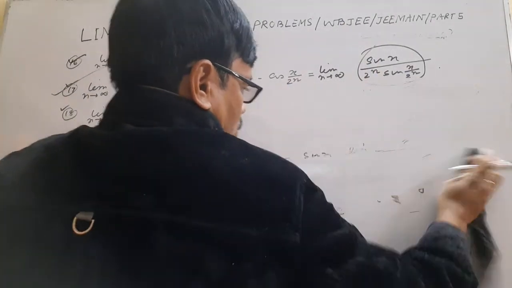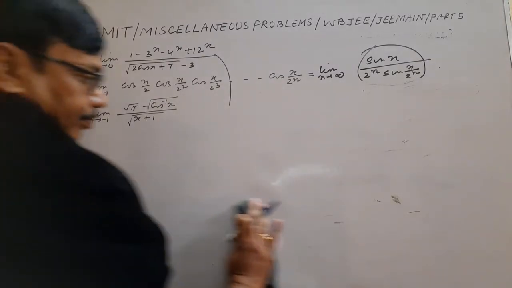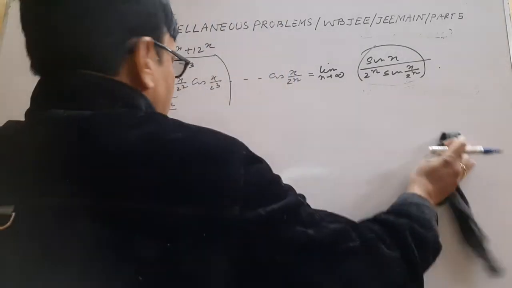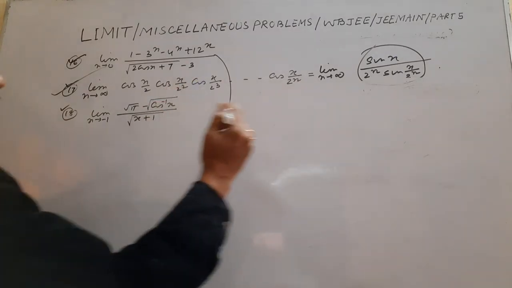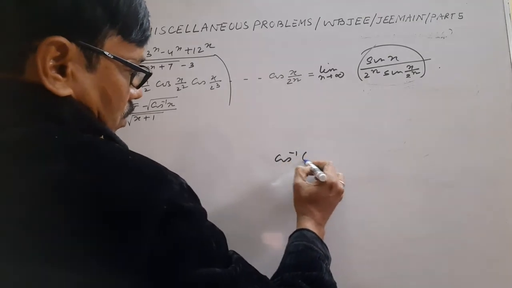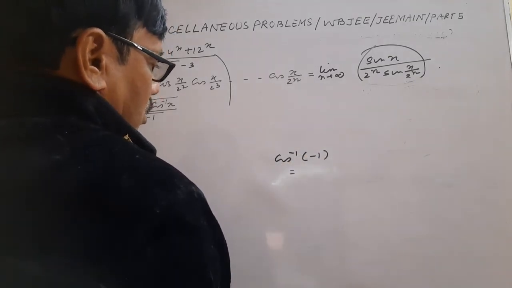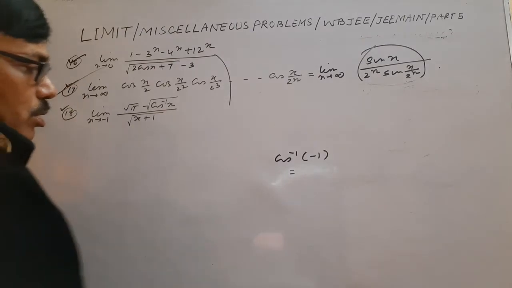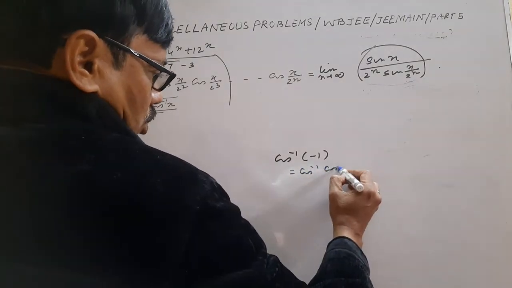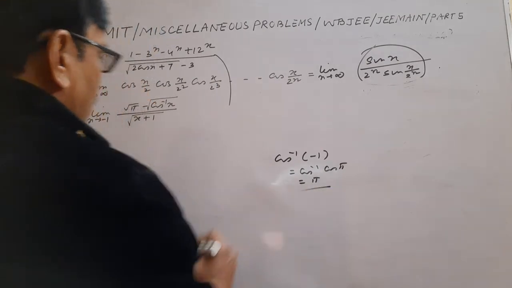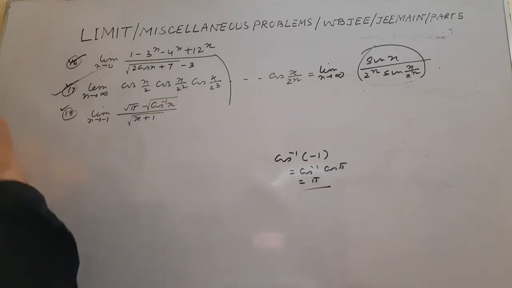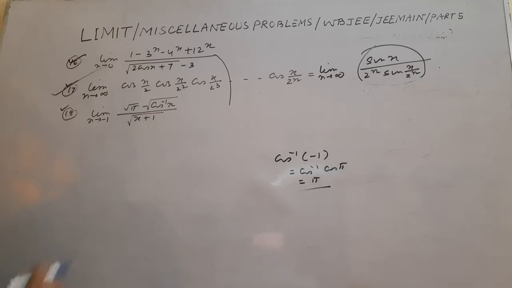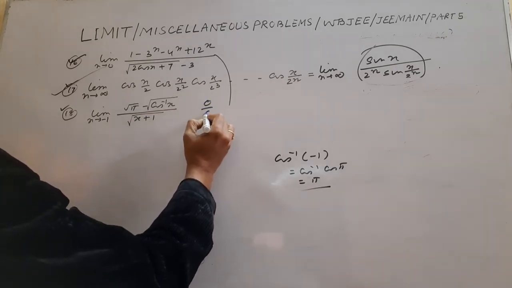Next, the last one. So x tends to minus 1. Look, cos inverse of minus 1 equals cos inverse of cos pi, so this is pi, you know. So root of pi minus pi is 0, and the denominator is also 0. So it is a 0 by 0 form.